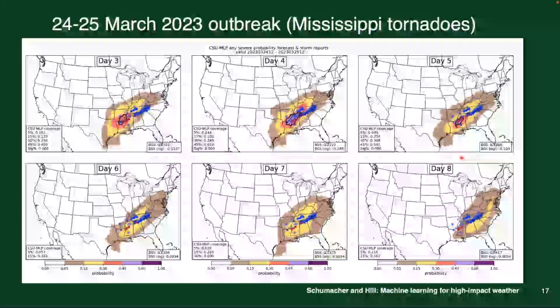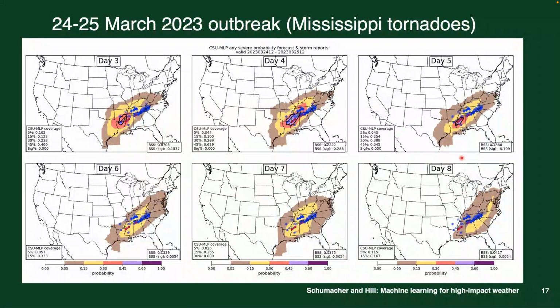And by day 7, the machine learning model forecast is highlighting that corridor really well. Perhaps it doesn't have probabilities in the correct area or at the correct magnitude, but there's some indication there that there potentially is a high impact weather event. You want to go to the next slide?